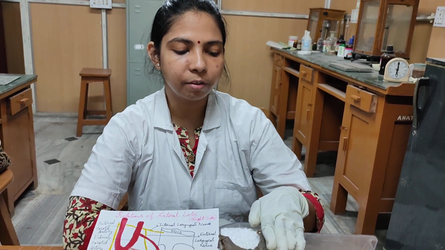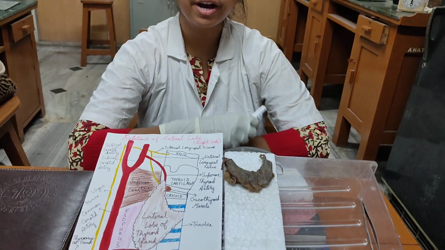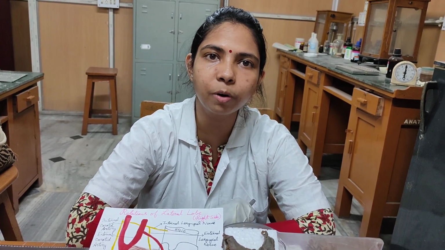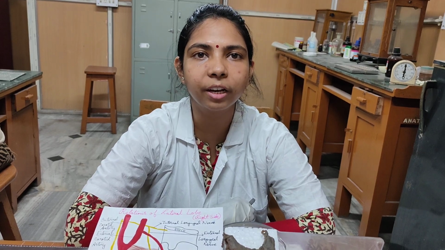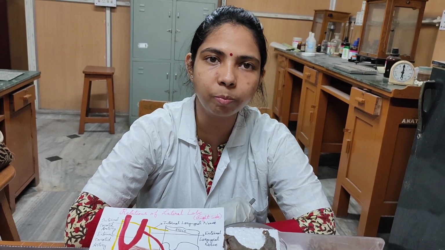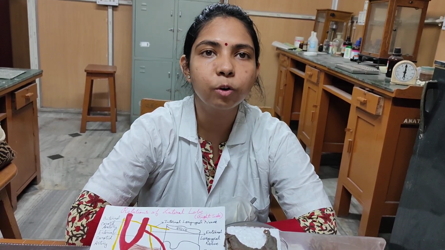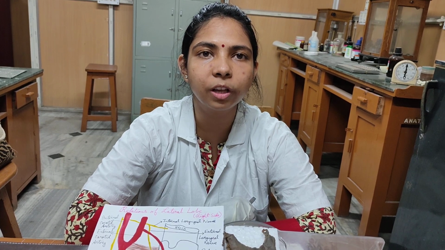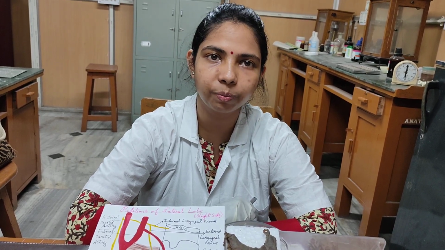Talking about the lymphatic drainage, the lymphatics form a plexus around the thyroid follicles. They are arranged into an upper group which drains into the prelaryngeal group of lymph nodes and the jugulo-digastric group of lymph nodes, as well as a lower group which drains into the pretracheal group of lymph nodes and a group of lymph nodes present along the recurrent laryngeal nerve.